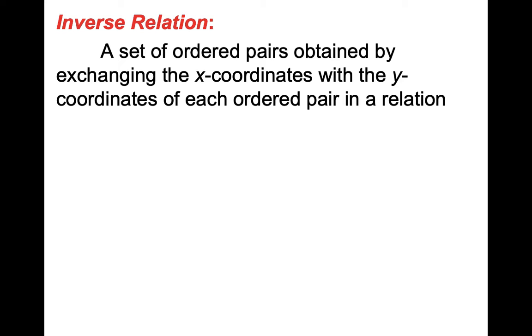So an inverse relation is a set of ordered pairs obtained by exchanging, and that's the same as switching, the x-coordinates with the y-coordinates of each ordered pair in a relation. Remember that word exchanging is really the same as switching.